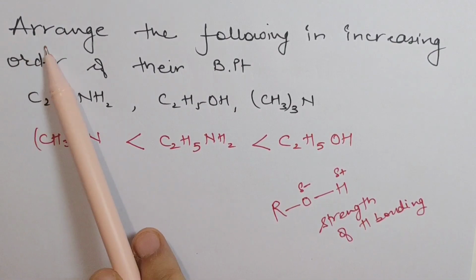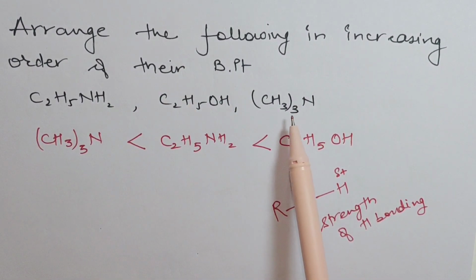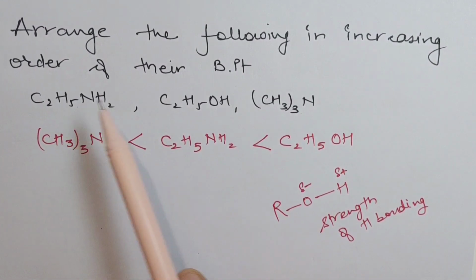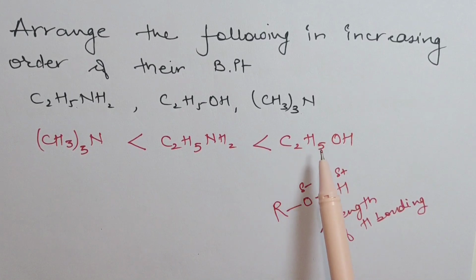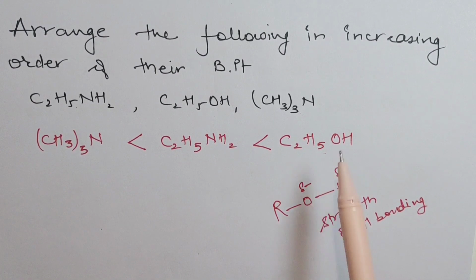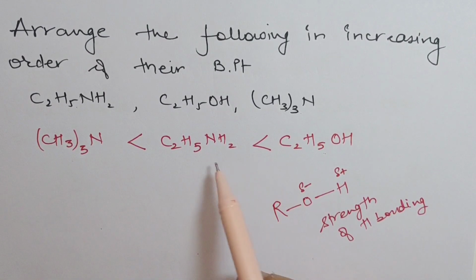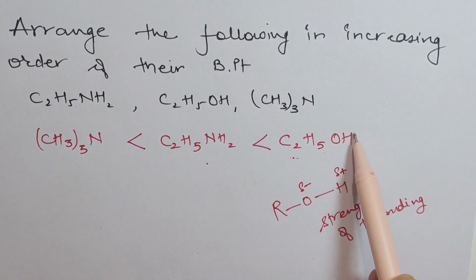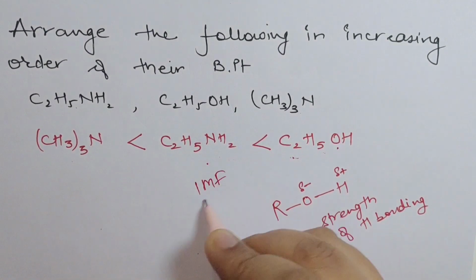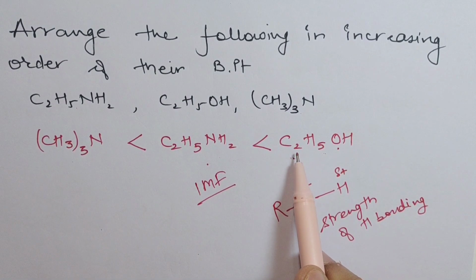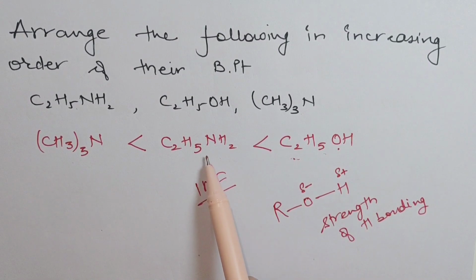Talking about the next question, arrange the following in increasing order of their boiling point. Here we have tertiary amine, primary amine, and alcohol in comparison. The order that would be followed is this: alcohol would have the highest boiling point and tertiary amine would have the least boiling point. Now, why is that? First, let's compare these two. Here, hydrogen bonding is possible in both cases. The intermolecular force in both cases is hydrogen bonding. But hydrogen bonding in alcohol is much stronger than hydrogen bonding in amines.